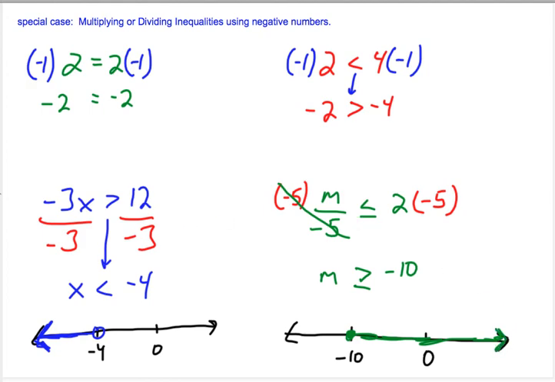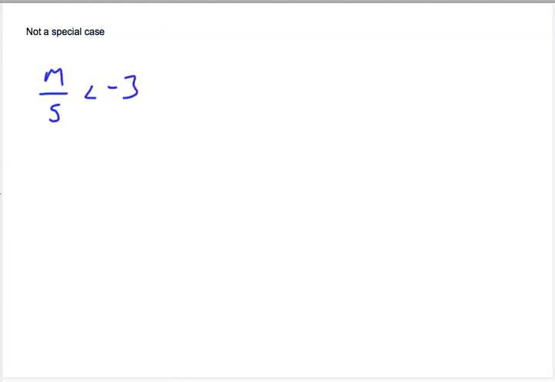Okay. Quick example here. This is not a special case, and let me show you why. I'm going to multiply both sides by 5. Now, the number I'm multiplying by is a positive 5. So although there is a negative number over here that is involved in the multiplication, it was already there to begin with. So do not switch the sign in this case, because I was multiplying by a positive number.